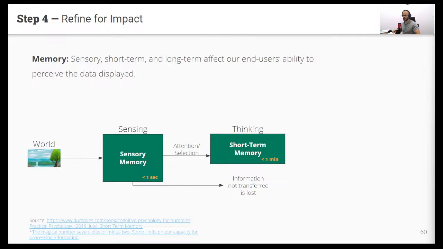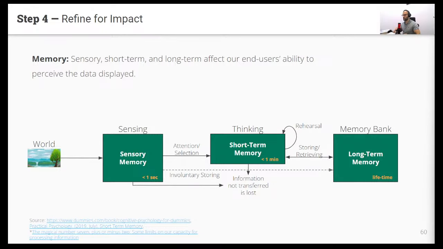Same thing for short-term memory. If we do not rehearse and practice to extend this one-minute gap, it will be lost. And then everything else, when we learn different types of topics and so on, goes to the long-term memory, and then we can restore this back and forth. Sometimes we also involuntarily store bad memories, for example. But in BI, we primarily work with the sensory memory and the short-term memory.